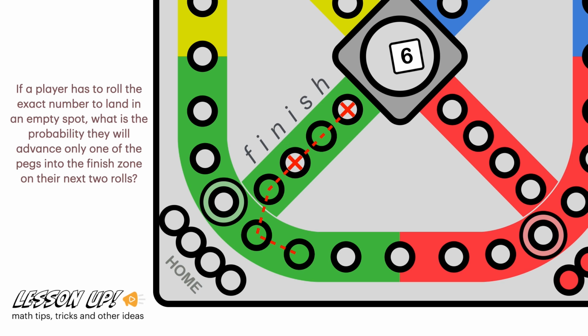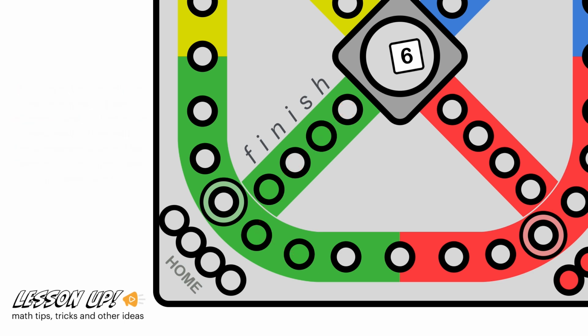A student's instinct is to concentrate on counting all possibilities moving individual pegs. The trouble is this practice can quickly get awkward and you can easily lose track of your progress. The focus should be on the number of outcomes. When you think about it, there are only 3 possible outcomes for this scenario. After 2 rolls of the die, either both pegs advance into the finish zone, neither peg advances into the finish zone, or only one peg advances into the finish zone, which is what we want to determine.